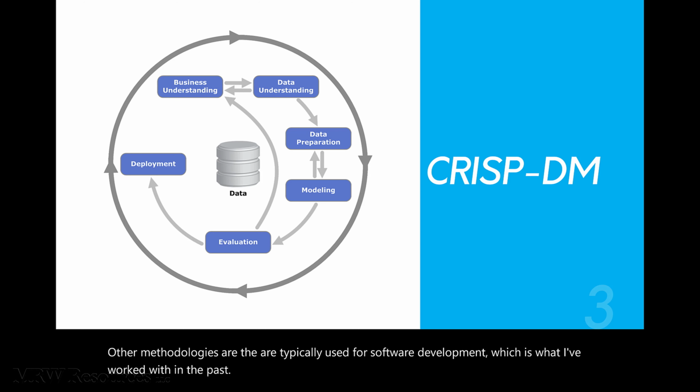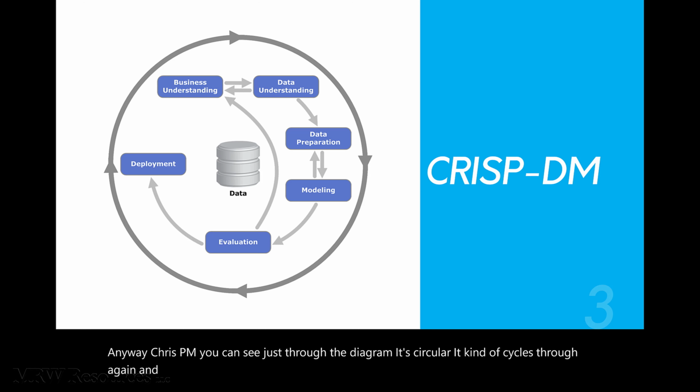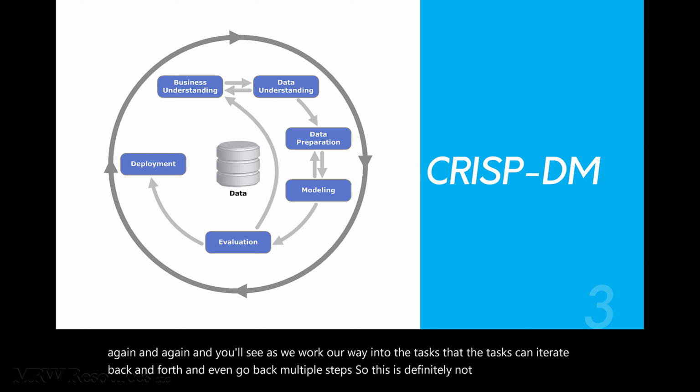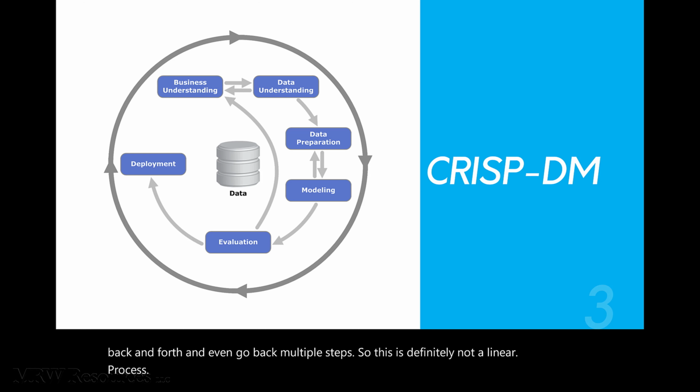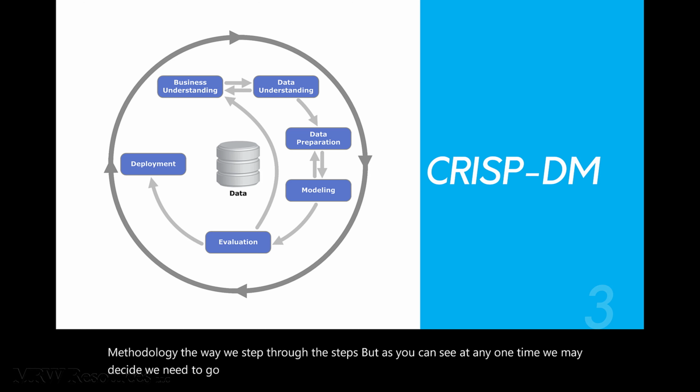So anyway, CRISP DM, you can see just through the diagram, it's circular. It kind of cycles through again and again. And you'll see as we work our way into the tasks that the tasks can iterate back and forth and even go back multiple steps. So this is definitely not a linear process. It's got a linear nature to the actual methodology, the way we step through the steps. But as you can see, at any one time, we may decide we need to go back several steps and work our way through that in more detail. And we may even scrap the project at any point in time.